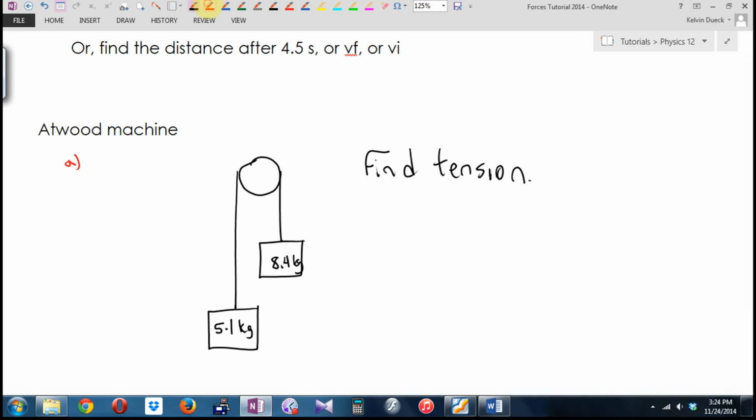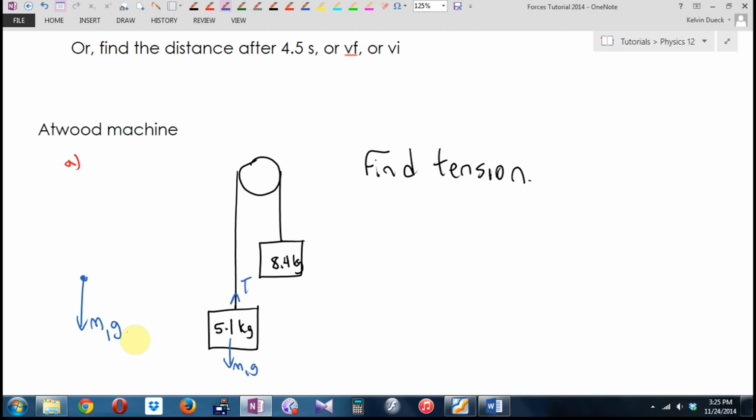Let's see. M1G. But by the way, what if I said write the free body diagram for that left-hand mass? What are the forces acting on that 5.1? Get the obvious one. What's the other force? If I said draw the free body diagram, would I draw tension bigger, smaller, or the same size as mg? Convince me.